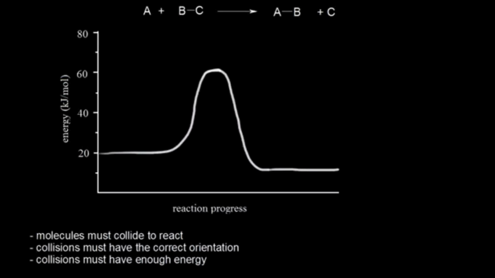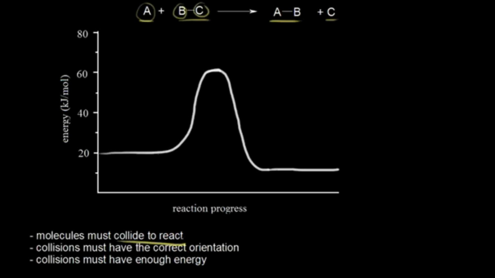To think about collision theory, let's consider the following reaction. Here we have atom A reacting with a diatomic molecule BC to form a new diatomic molecule AB and C. According to collision theory, molecules must collide to react. So for this example, atom A has to collide with molecule BC in order for the reaction to occur.